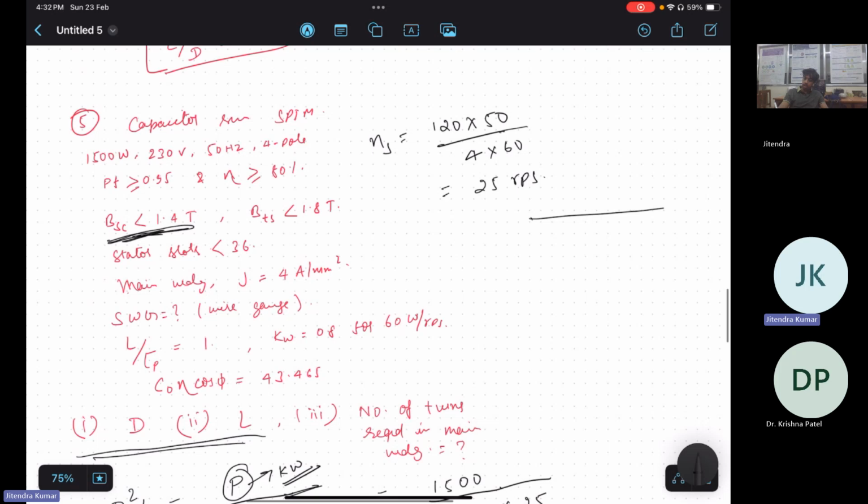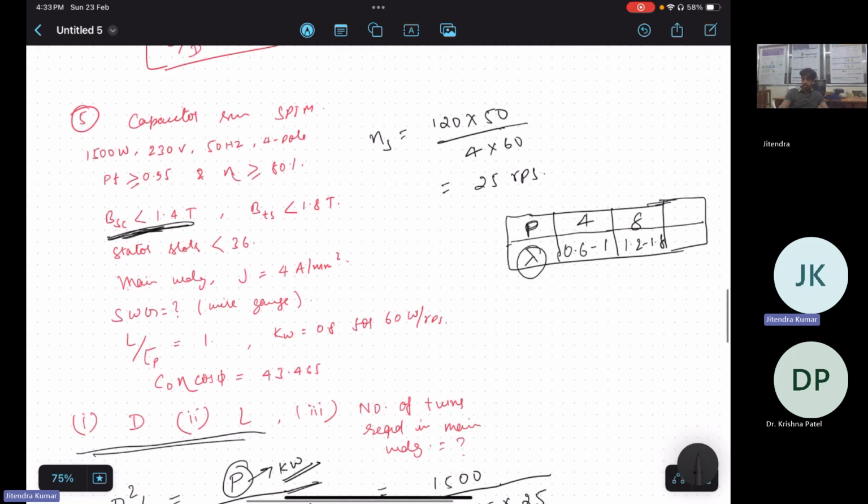So what they did for this particular problem, they expected that you should know this aspect ratio table. It will vary with pole number and aspect ratio. For 4 pole, this is 0.6 to 1. And for 8 pole, it is 1.2 to 1.8. Okay. Now, what is this lambda?